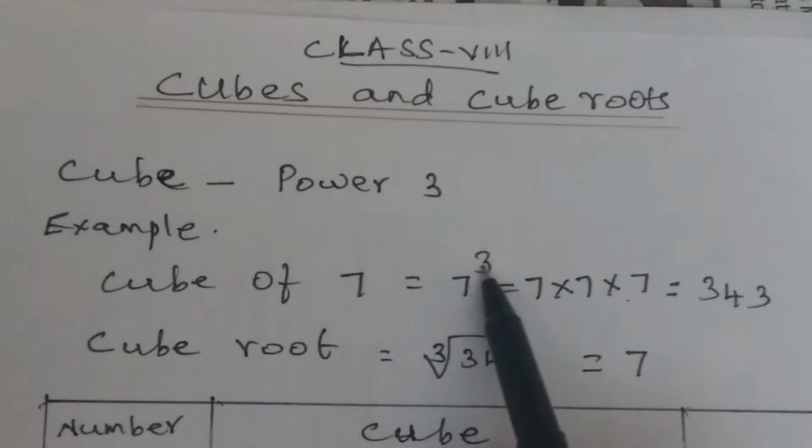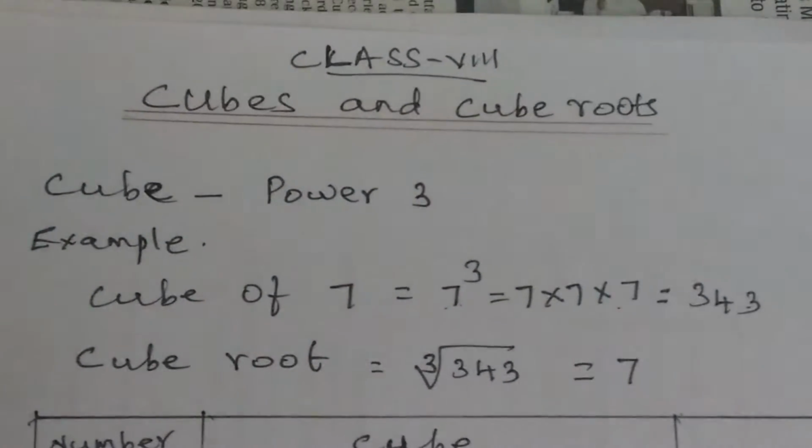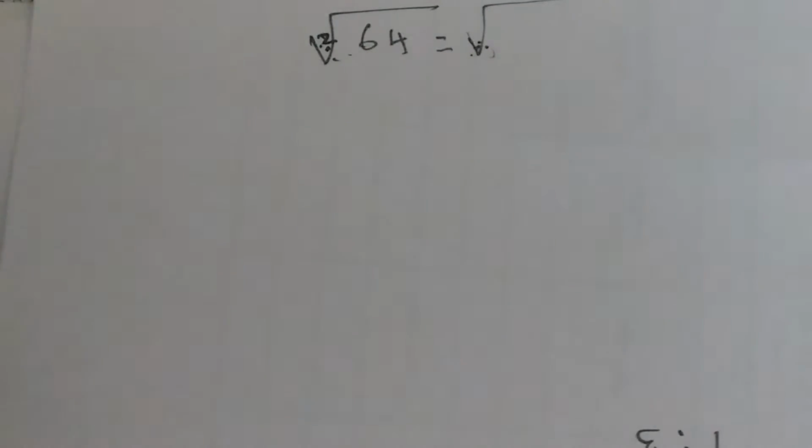So, cube of 7 is 343. Cube root of 343 is 7. This is the basic concept you should know about cubes and cube roots. And there is one more thing you should know. What is the cube of a positive number and what is the cube of a negative number?